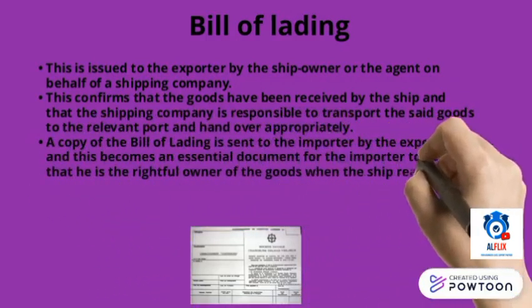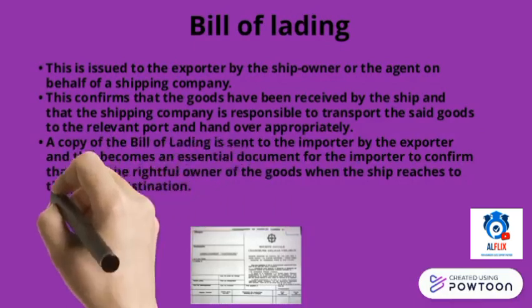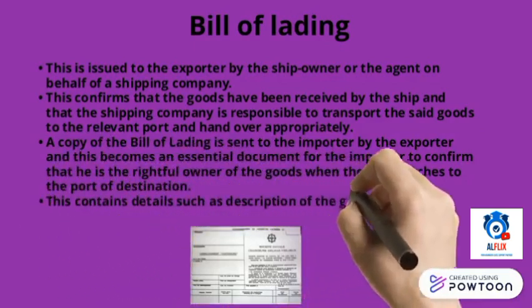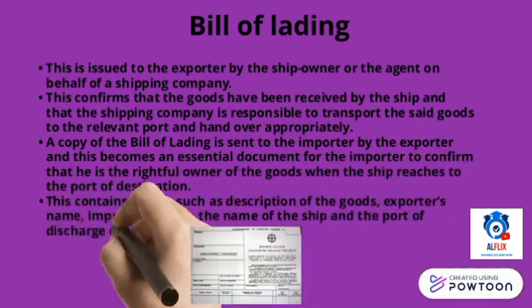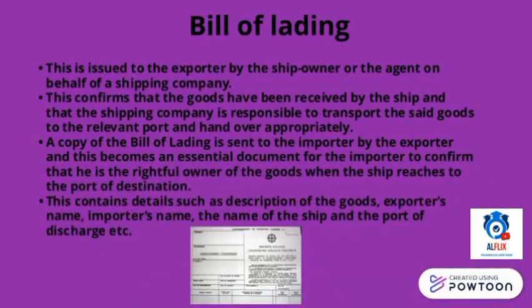A copy of the bill of lading is sent to the importer by the exporter, and this becomes an essential document for the importer to confirm that he is the rightful owner of the goods when the ship reaches the port of destination. This contains details such as description of the goods, exporter's name, importer's name, the name of the ship, and the port of discharge, etc.